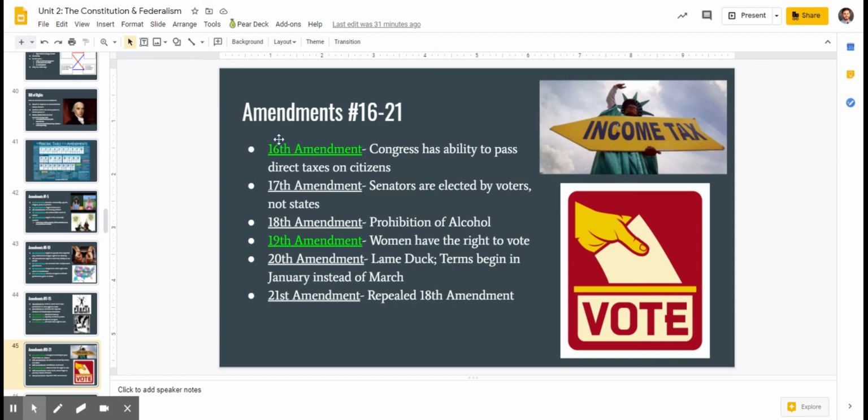Also, the 16th Amendment is one that comes up often. It is that Congress has the ability now to pass direct taxes on the citizen. Before, they had to tax the states, who then had to tax the citizens. But now Congress can take an income tax, which if you work and you've seen your pay stubs, you know that Congress likes to take a nice little chunk out of your paycheck that goes towards taxes. All right. So that's where the 16th Amendment comes in.